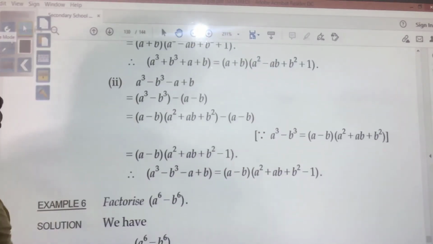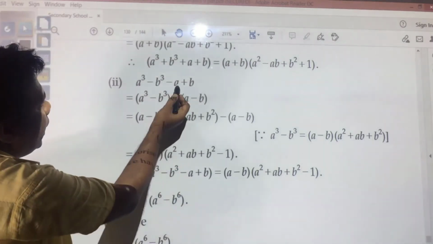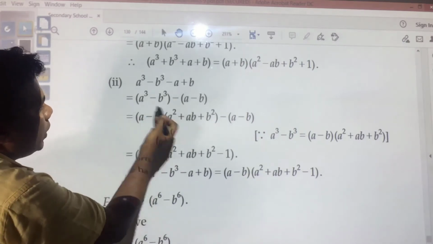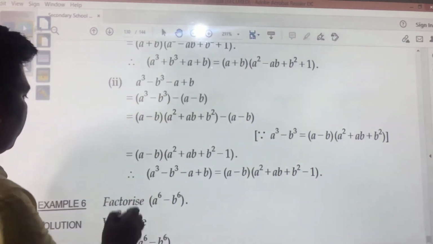Next you see a³ − b³ − a + b. The same thing is required to be done. Here, if you are taking out a minus sign as common, you will be left with (a − b). Now the same thing is required to be done as we have done in question number 1.